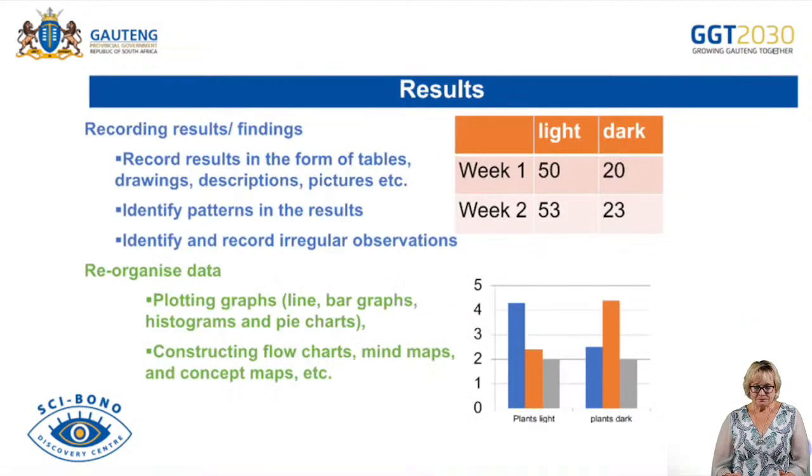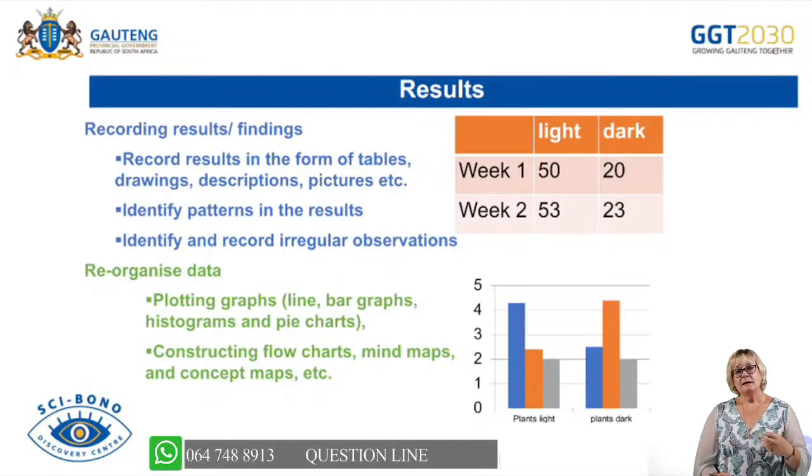All right. Now let's look at results. Recording or results or findings. Record results in the form of tables, drawings, descriptions, pictures. All right. So you now did the experiment, and then you collected data, and now you must actually put that data in a form that anybody else can read it. Identify patterns in the results. Identify and record irregular observations. All right. So you need to be a very good observer. You need to look at things in front of you.